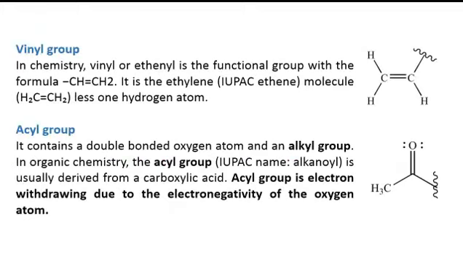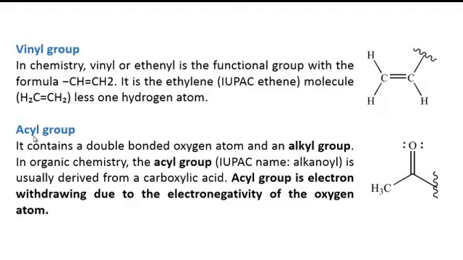So let's revise some important terminologies. What is a vinyl group? In chemistry, vinyl or ethenyl is the functional group with this formula. And what is this formula? This shows an ethylene molecule. Here is the ethylene molecule, CH2, which is double bonded with another CH2. Here you can see this is CH2, and here for this carbon, 1 of the hydrogen atom is missing.